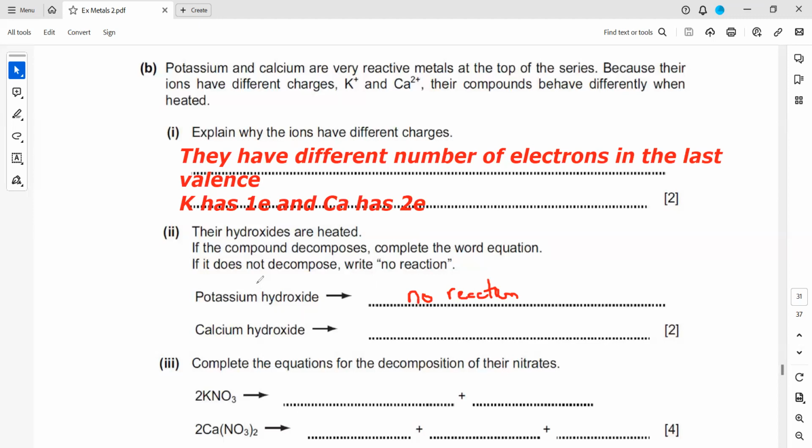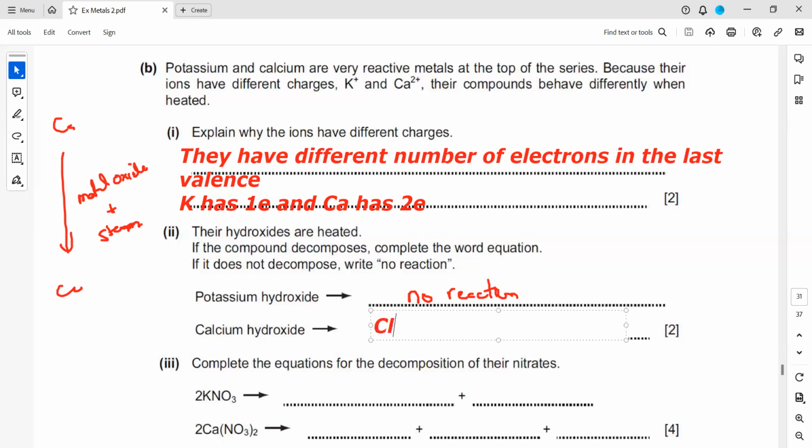Calcium hydroxide, from calcium to copper hydroxides, when we decompose them, what will they give? They will give a metal oxide plus steam, or you can also say water as a compound because it is a word equation. So you can say calcium oxide plus water.